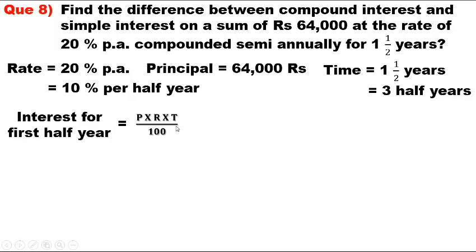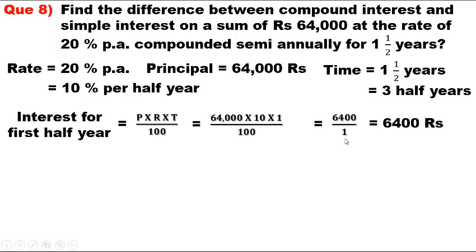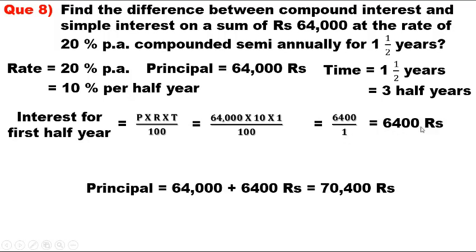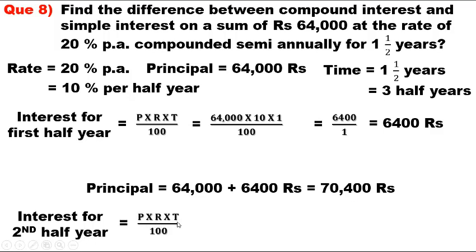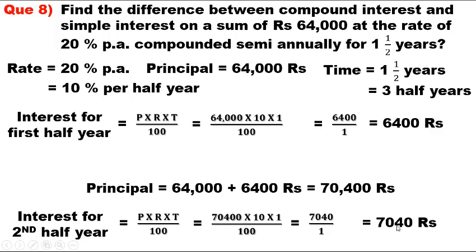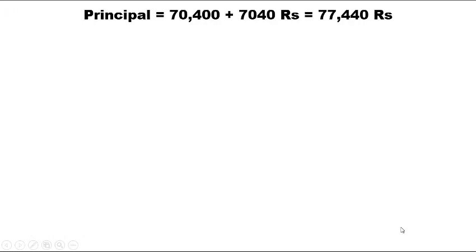Interest for the first half year is equal to P into R into T divided by 100, which is 64,000 into 10 into 1 divided by 100, equal to 6,400 divided by 1, equal to 6,400 rupees. Principal for the second half year is equal to 64,000 plus 6,400 rupees, which is 70,400 rupees. Interest for the second half year is equal to P into R into T divided by 100, which is 70,400 into 10 into 1 divided by 100, equal to 7,040 divided by 1, equal to 7,040 rupees.